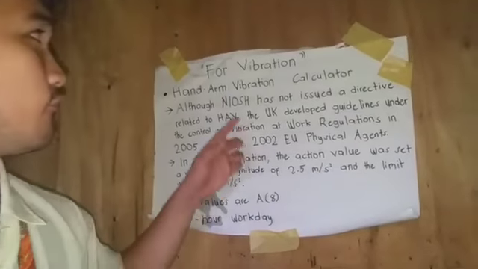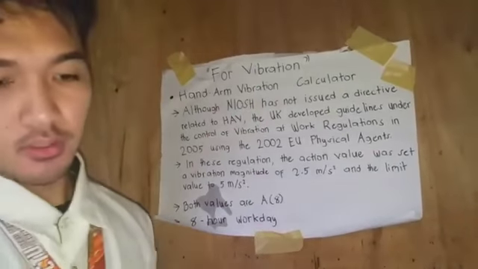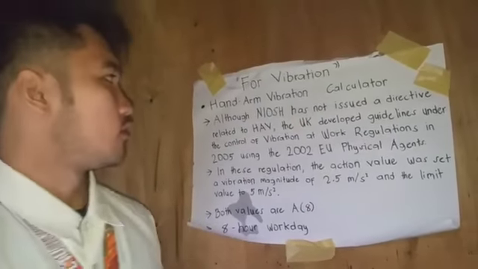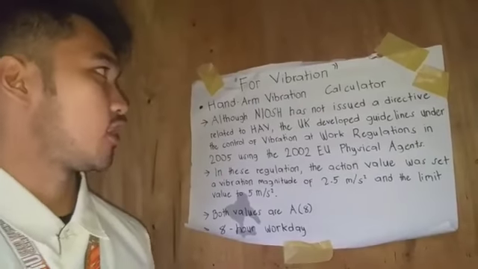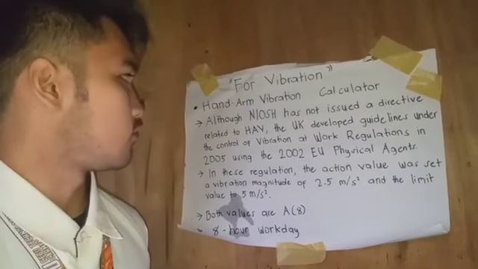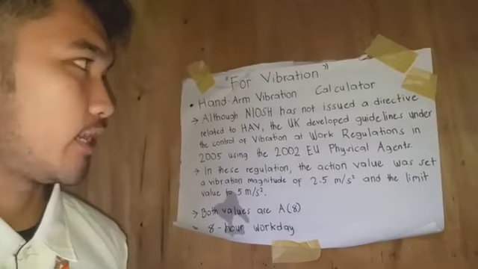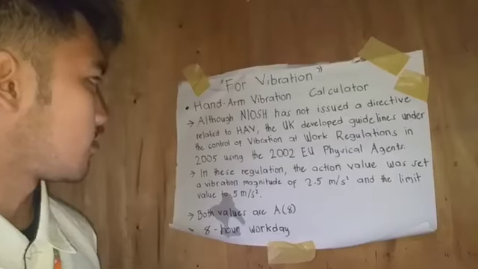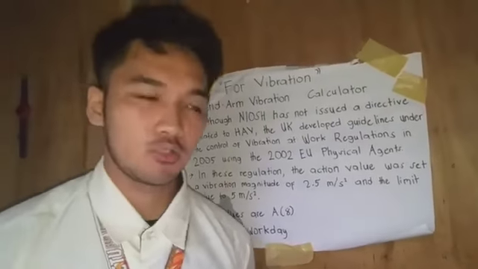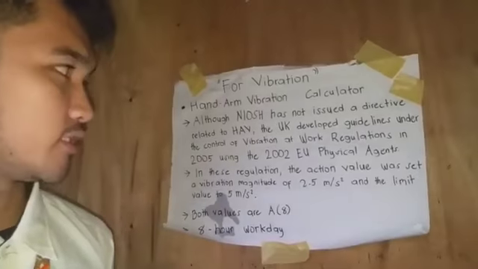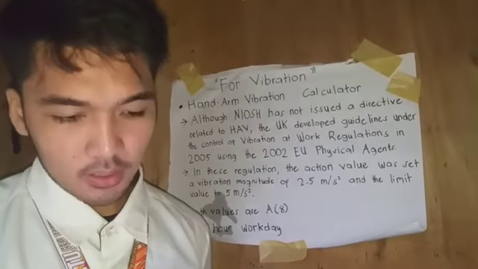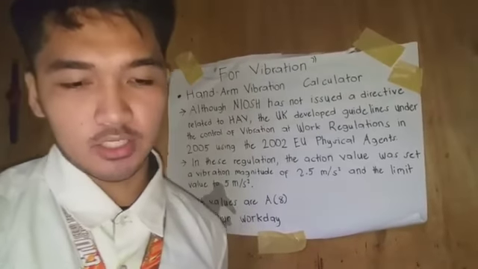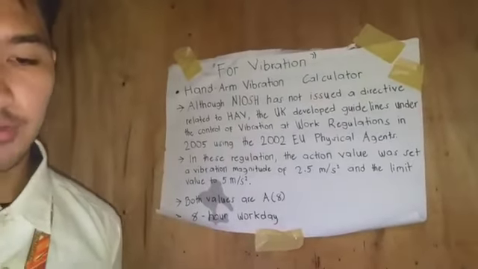Next is for vibration. Hand-arm vibration calculator. Although NIOSH has not issued a directive related to HAV, the UK developed guidelines under the Control of Vibration at Work Regulations in 2005 using the 2002 EU physical agents directive. This regulation established and introduced vibration exposure action and limit values.